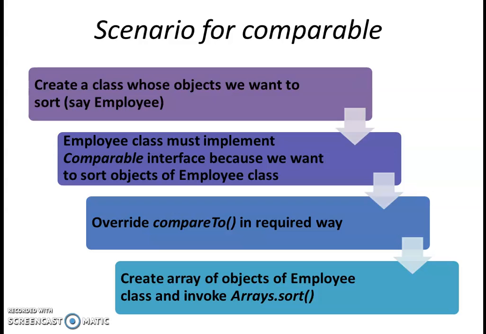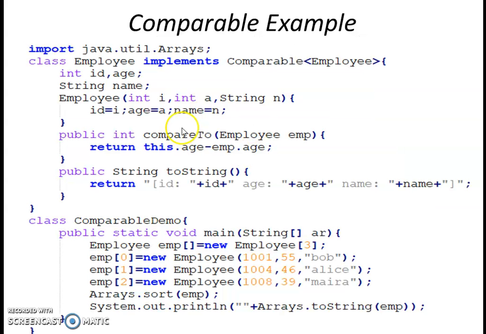Now let's understand the code. So here we have one class named Employee, and this Employee class implements the comparable interface because we are going to sort objects of the Employee class. And here we are writing Employee because we are going to compare Employee class objects, right? Next we have an instance variable, we have a parameterized constructor, and next we are overriding the compareTo method because this is the method provided by the comparable interface. So we must override this method.